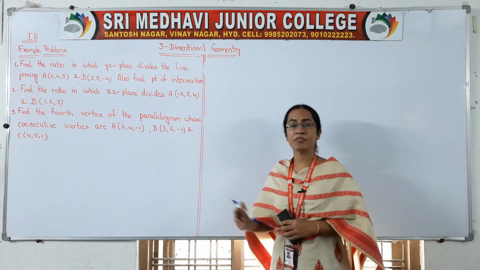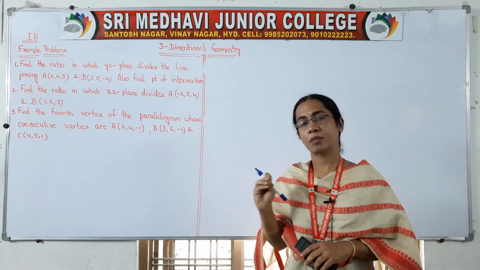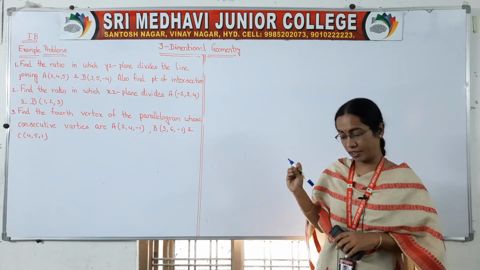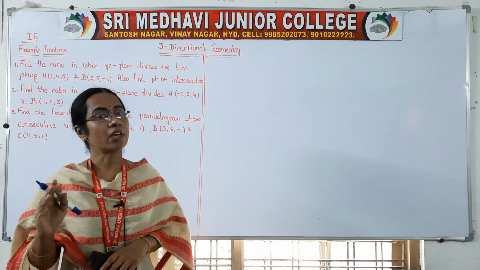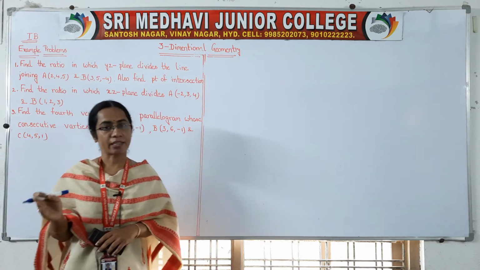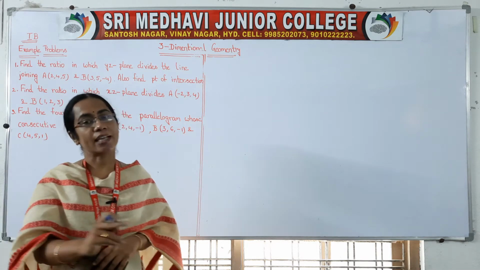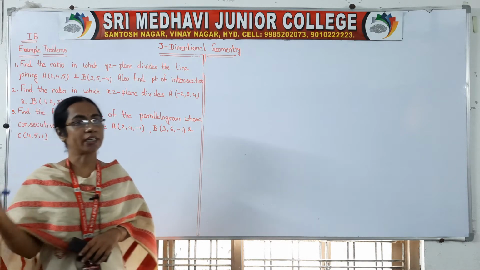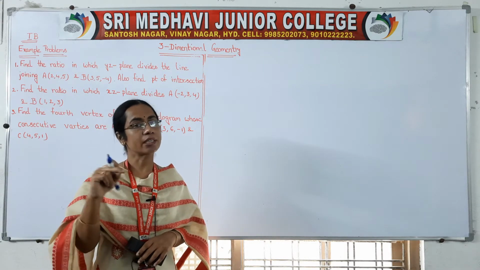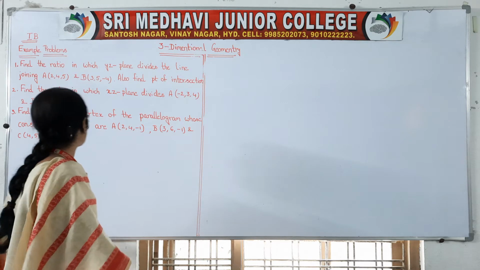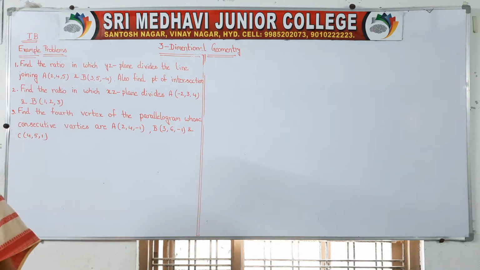So we are dealing with 3D geometry, that means 3-dimensional geometry. What is the difference between 2D and 3D? In 2D you will have x-axis and y-axis. In 3D along with x and y we will have z-axis. So if we take any point in this 3D we will have x coordinate, y coordinate, z coordinate. Okay, so now we will solve some example problems in this 3D.